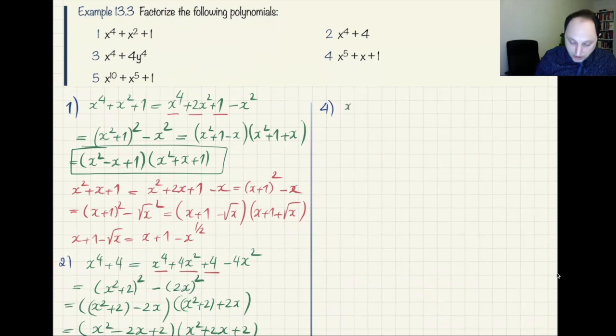So I would write x to the 5 plus x plus 1. I would add x to the 2 and then subtract the same thing. Okay, so let us see. So I would write x to the 5 minus x to the 2, yes. And then I would write plus x to the 2 plus x plus 1.